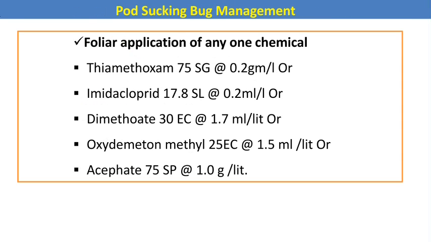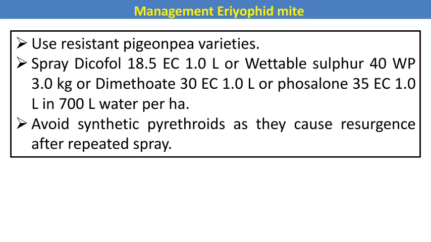Then for the management of the pod sucking bug, we can use systemic insecticides like thiamethoxam, imidacloprid, dimethoate, then acephate. Then for the mites, we can use acaricides like dicofol or wettable sulfur, and we should avoid the use of synthetic pyrethroids.